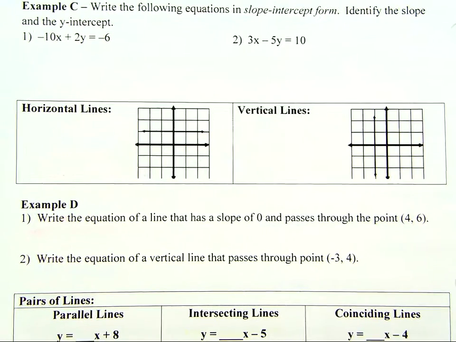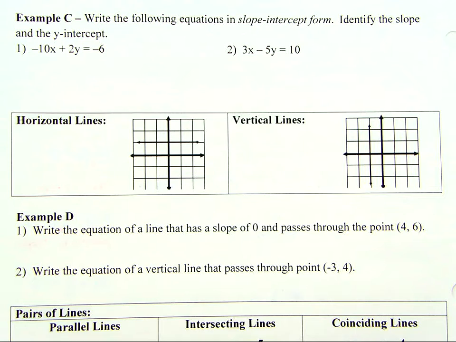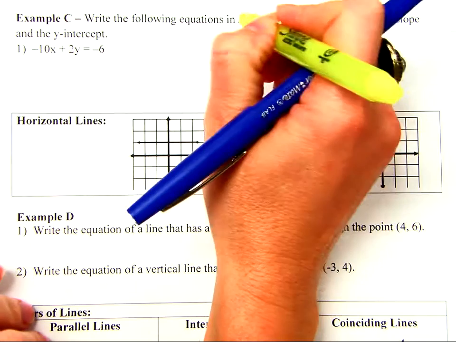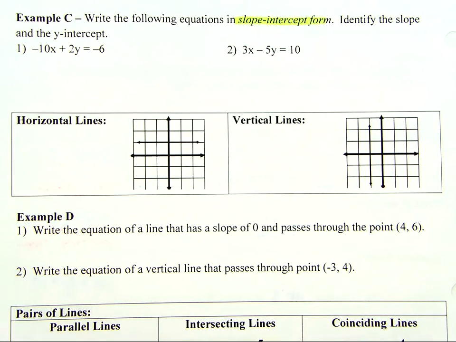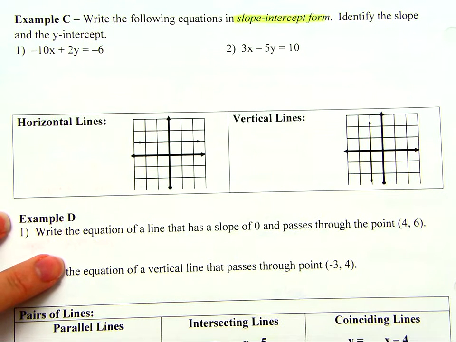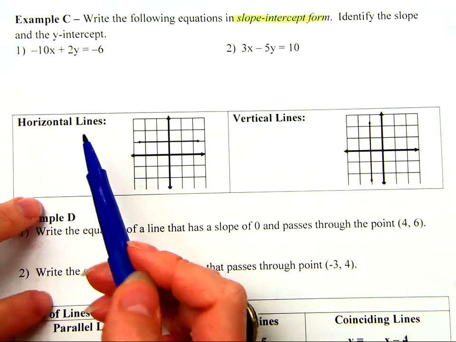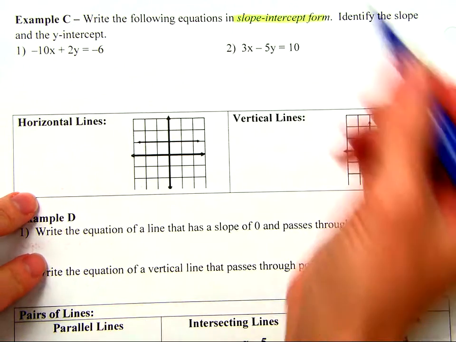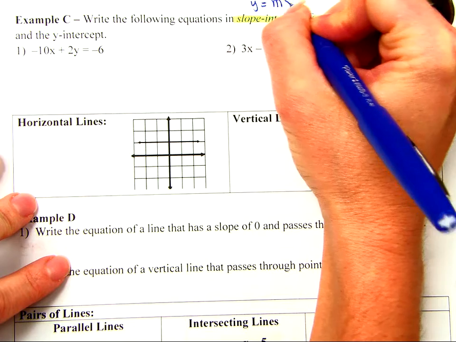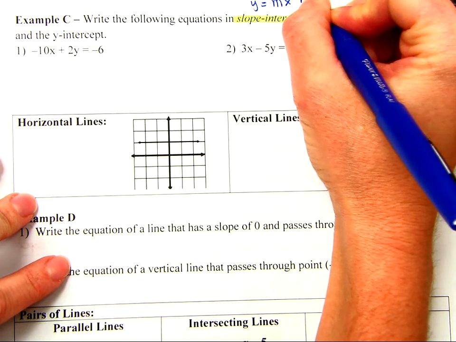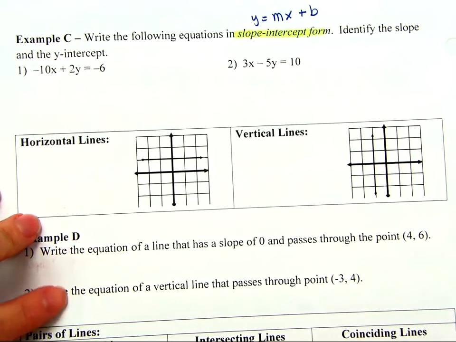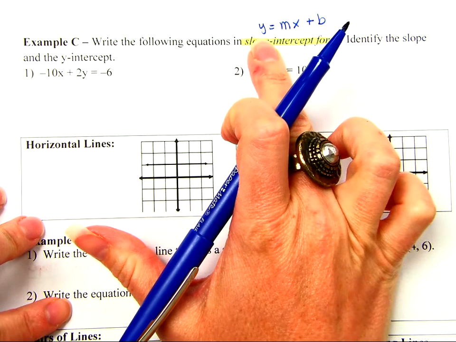Okay, looking at the back, finally example C, they're asking me again to write my equations of my line in slope-intercept form, identifying the slope and the y-intercept. Looking at the equations, I can see these are actually written in standard form. I have negative 10x plus 2y equal to negative 6. If I'm going to get this in slope-intercept form, I need to solve to get my y value by itself.